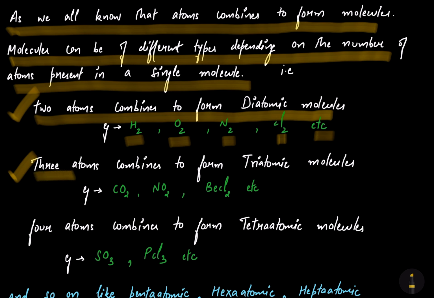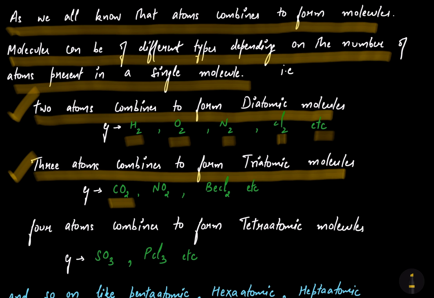Now, three atoms combine to form triatomic molecules. For example, CO2. In this single molecule of CO2, we are having one atom of carbon and two atoms of oxygen. So it's a triatomic molecule. Now let's talk about the NO2. In a single molecule of NO2, we are having one atom of nitrogen and two atoms of oxygen. So it's again a triatomic molecule.